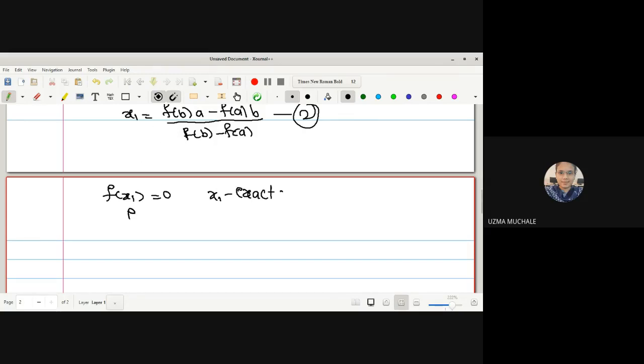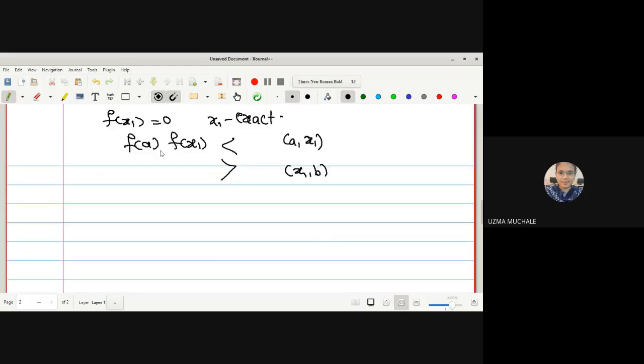What we have to do is check the value of f of a into f of x1, which is either less than 0 or greater than 0. If it is less than 0, the interval is a to x1. If it is greater than 0, it is x1 to b. Now, depending on that condition, we have a procedure and we have to choose the condition.